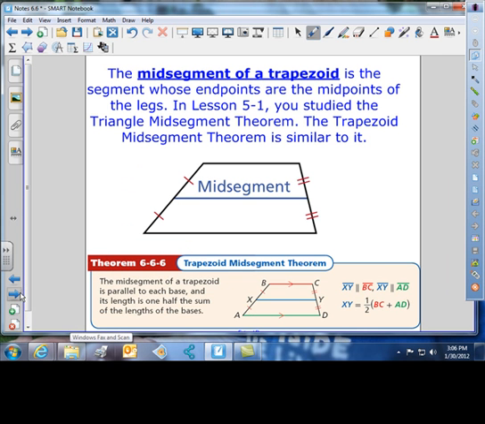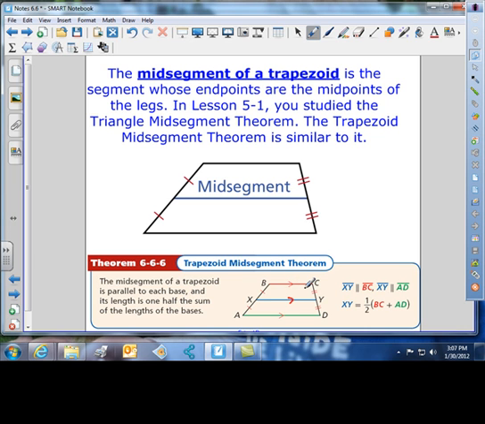Finally, we want to talk about what's called the mid-segment of a trapezoid. And a long time ago in a galaxy far away, we talked about the mid-segment of a triangle. You'll find that it's very similar here. The mid-segment of a trapezoid is parallel to each base. Now, here's your trapezoid ABCD. The mid-segment is that segment right in the middle. Go figure.